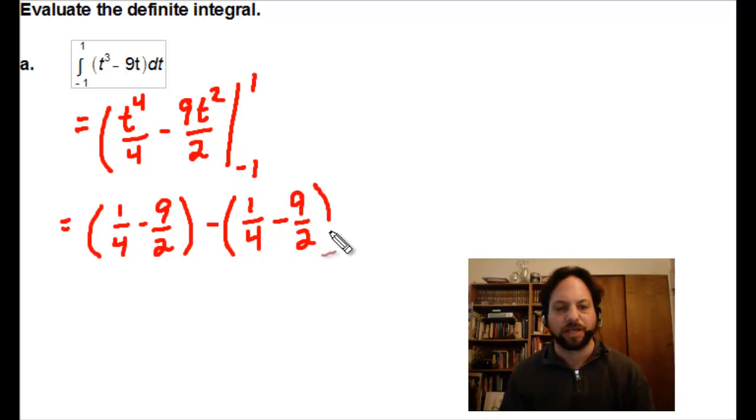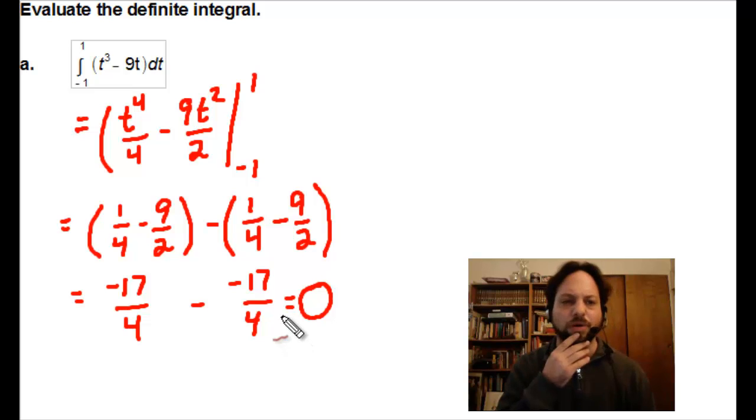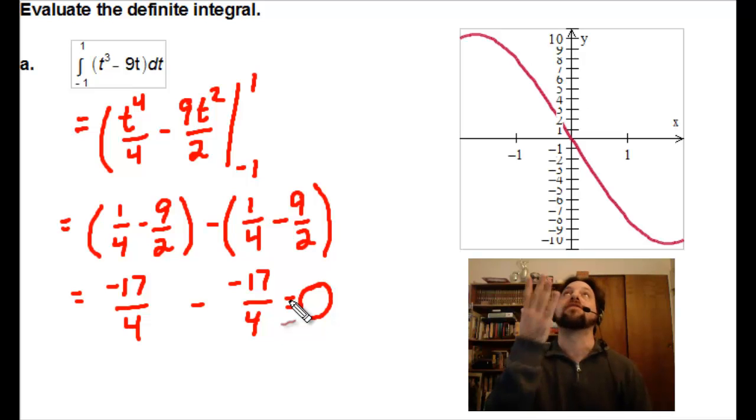Very interesting. And if we work this out, this ends up being -17/4 minus -17/4, giving us an area of 0 somehow. Now, how could that possibly work? How could we find an area that's equal to 0? Well, here's how. If you take a look up above, there is a graph of the function that we're working on.